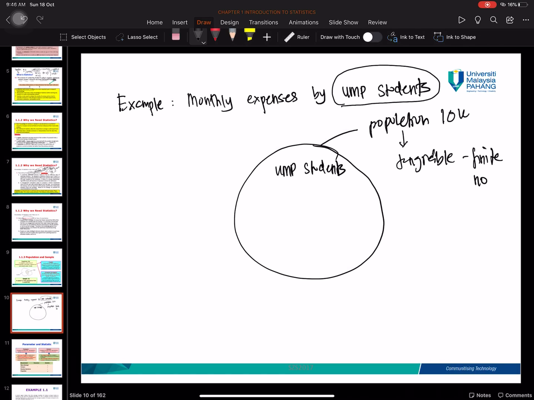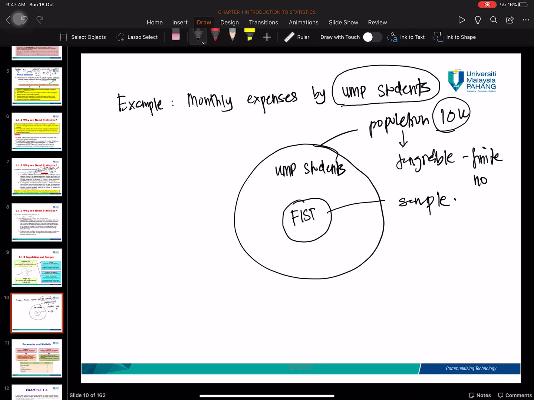Okay, so let's say that we have about 2 weeks to collect the data. It will be impossible to collect from 10k students. So what we do, we just collect from a part of UMP students, so a subset of the population. Let's say we just collect from FEES students. So FEES here is a sample.